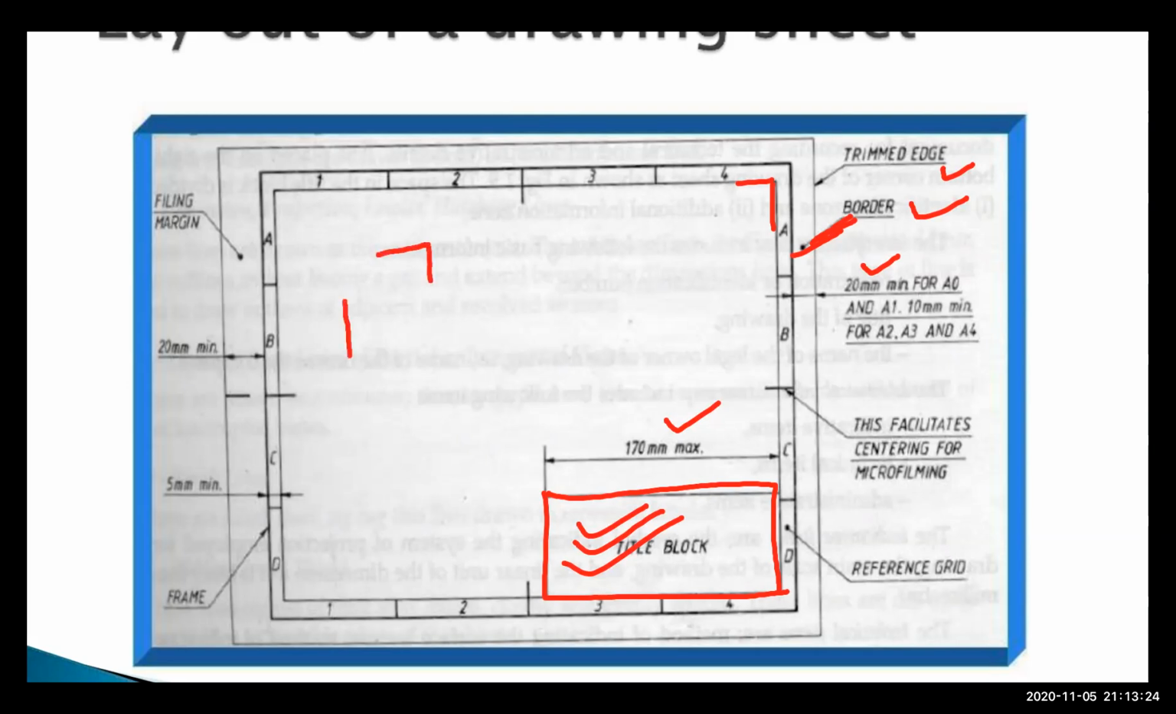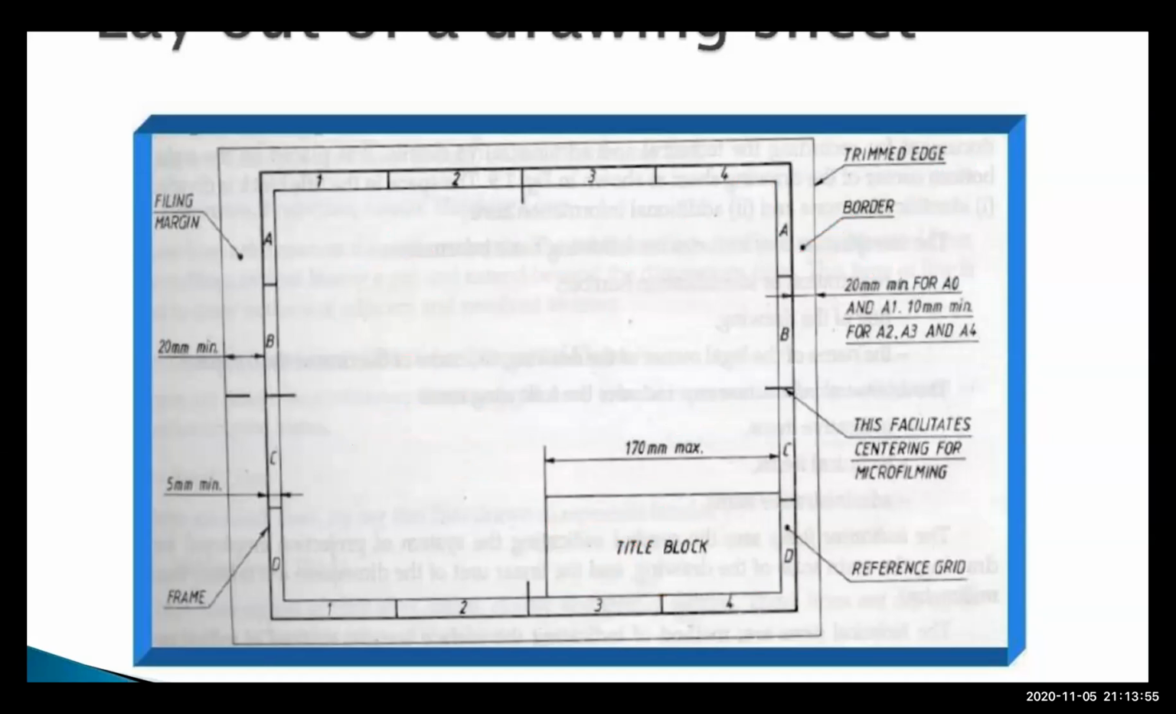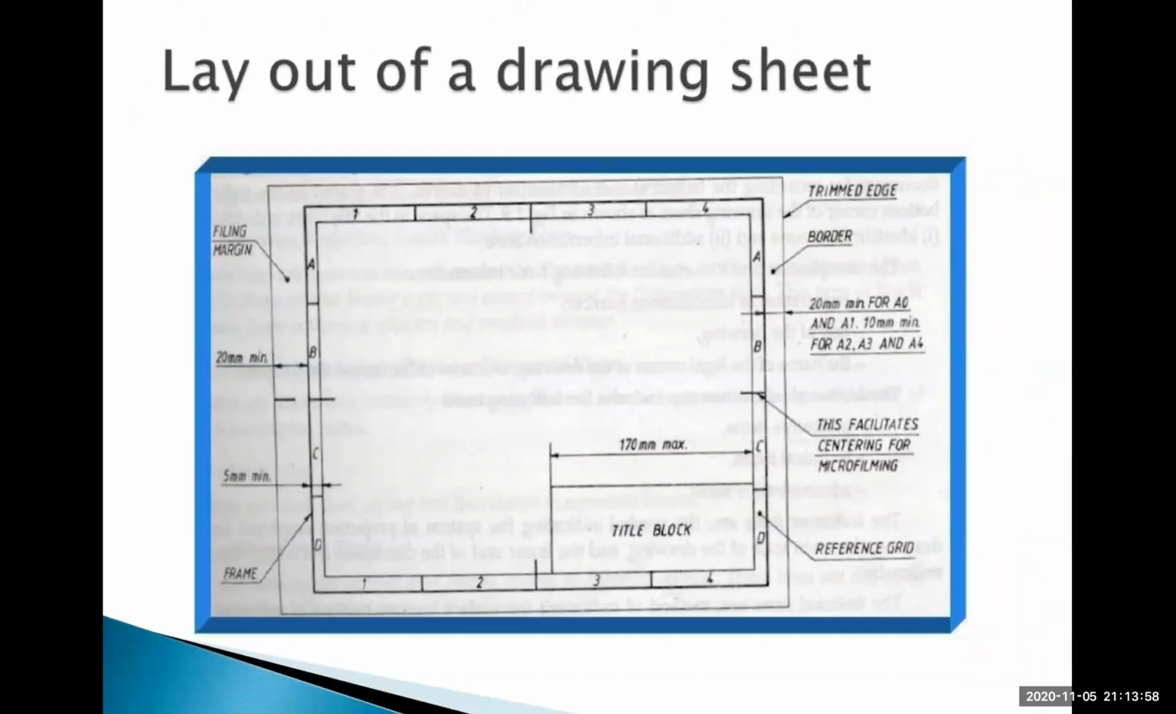Suppose we have to draw some object like this. We have to draw the views like this. Suppose it may be the front view, it may be the top view, and it may be the side view. One has to draw like that. So these are the specifications related to the layout of a drawing sheet.